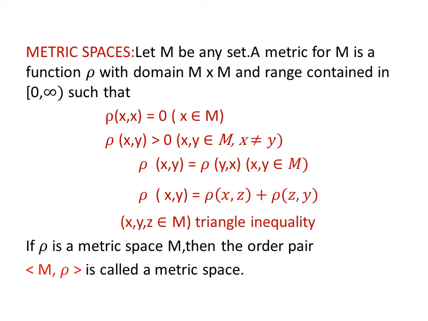x not equal to y, rho of x comma y is equal to rho of y comma x, for x, y belongs to M, and rho of x comma y is less than or equal to rho of x comma z plus rho of z comma y, for x, y, z belongs to M, the triangle inequality. If rho is a metric on M, then the ordered pair M comma rho is called a metric space.